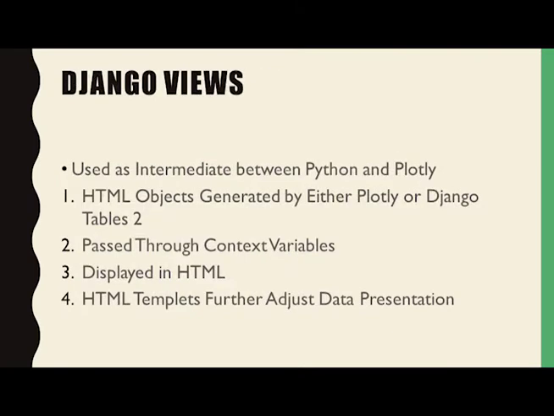The graphs and tables are sent from the Python code to the HTML through the use of Django's views. The HTML objects are first generated through the Plotly or Django Tables 2 libraries. Then, these objects get passed through context variables to be displayed in the HTML. We have HTML templates set up that will take these context variables and place them on the web page accordingly.